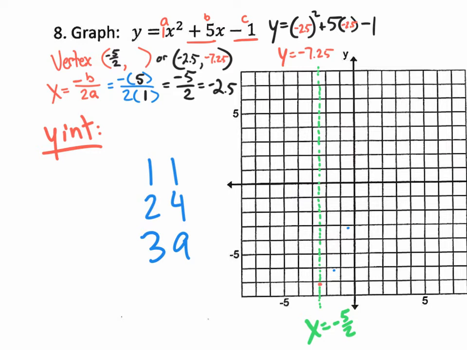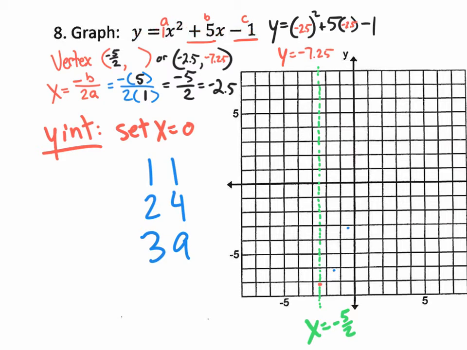So I hope we remember, how do we find an intercept? Well, to find the X-intercept, you set Y equal to 0 and solve. And right here, to find the Y-intercept, you're going to set X equal to 0 and solve. So if I look up at my equation, it's up here, y equals x squared plus 5x minus 1.